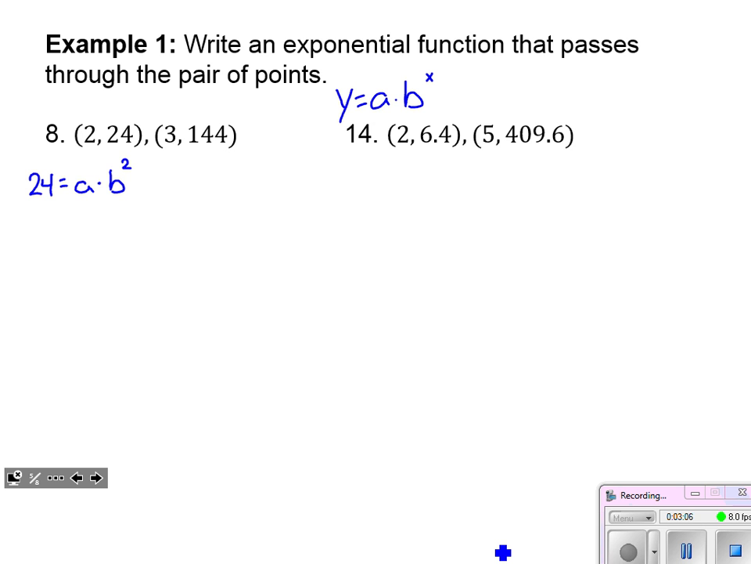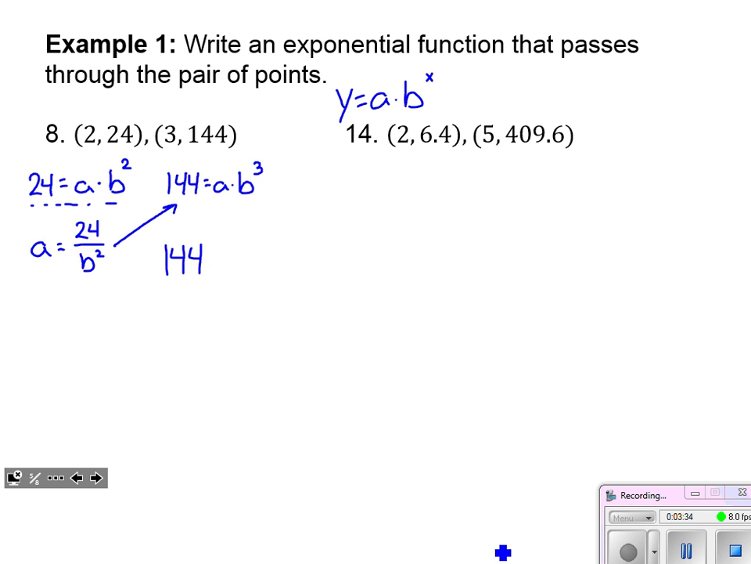And the other point tells me that 144 equals a times b to the third. Again, just plugging in the x and the y. And now we've got our system. We don't know a, we don't know b, but we've got 2 different equations, so we can use the substitution method. So working in the first equation, I'm going to divide both sides by b squared to find that a equals 24 over b squared. And then we'll substitute that into the other equation.